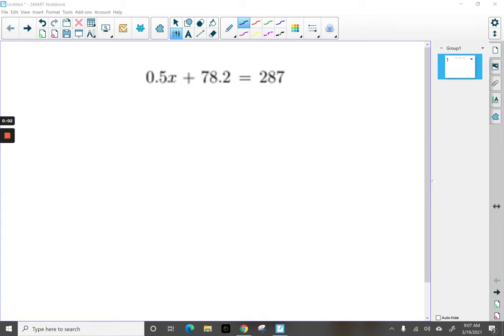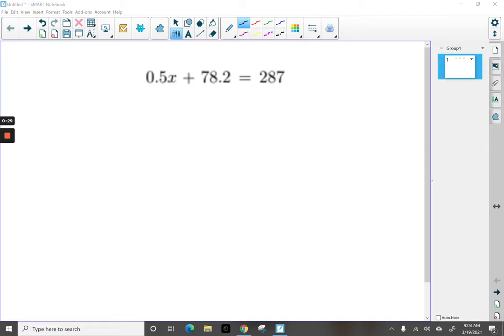Today we're going to take a quick look at equations and how to solve them. So what we have here is a classic equation. There is our variable x. We have a multiplication going on between 0.5 and x. We also have a plus 78.2. And of course, we have an equals sign with a 287 on the other side.